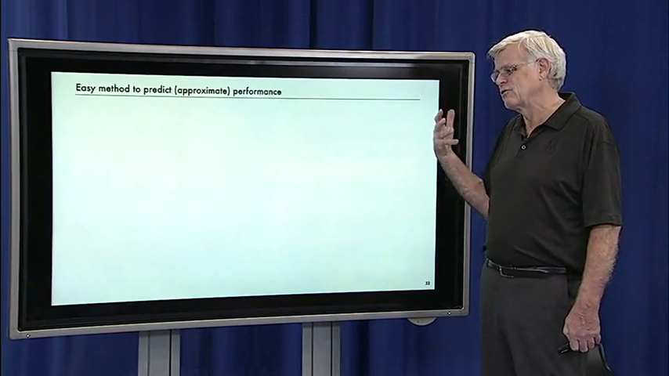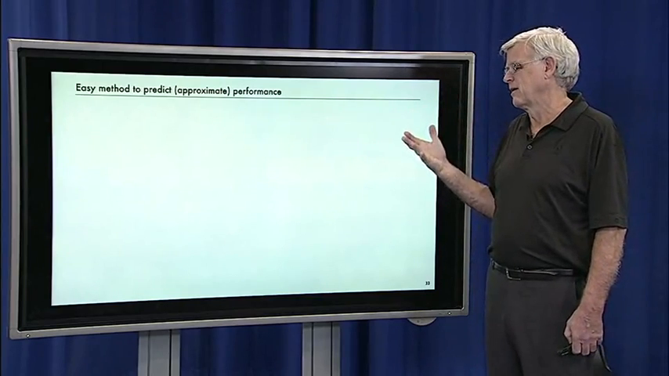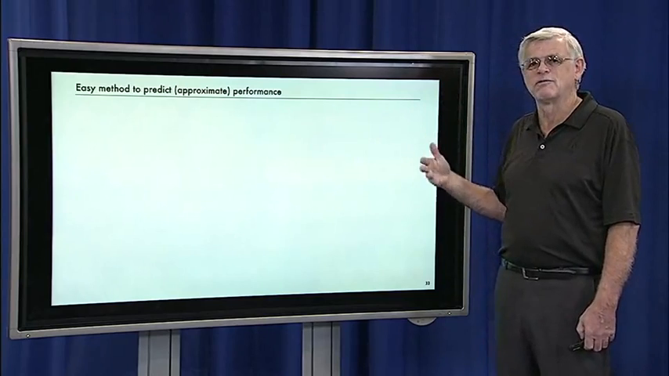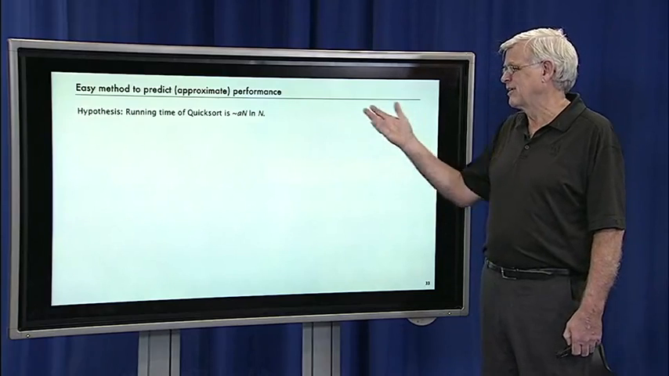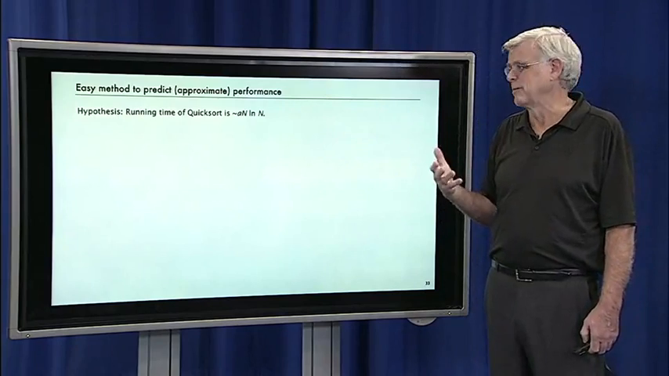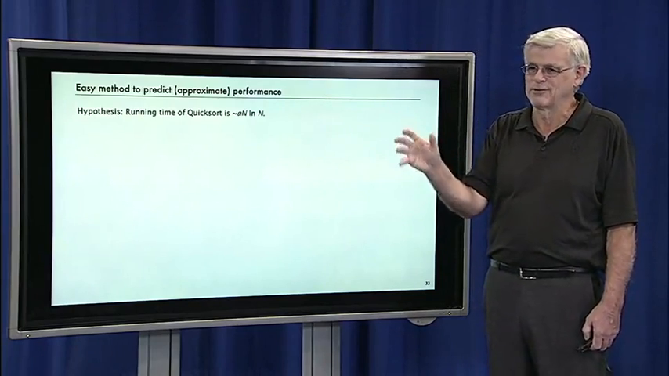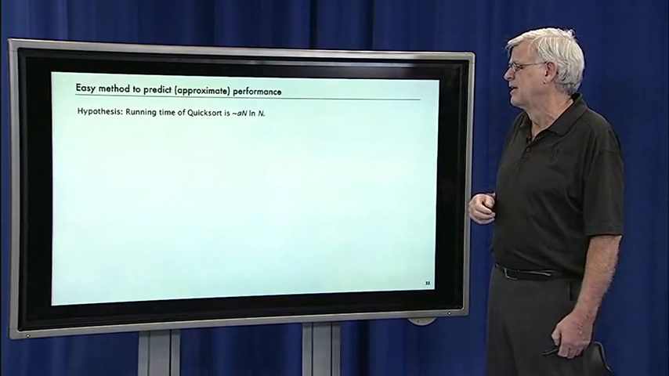I have 2 more comments. So the first one is about prediction. And this is something that we teach in the very beginning of the algorithms book, that just using a hypothesis like this makes it simple to predict performance, even of extremely complicated algorithms in extremely complicated scenarios.